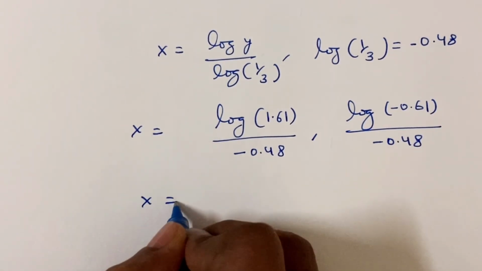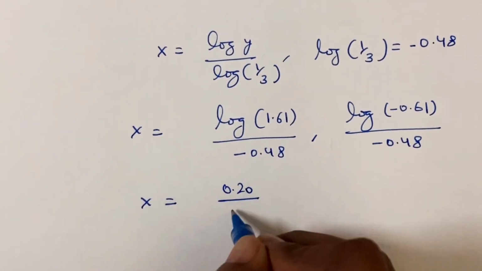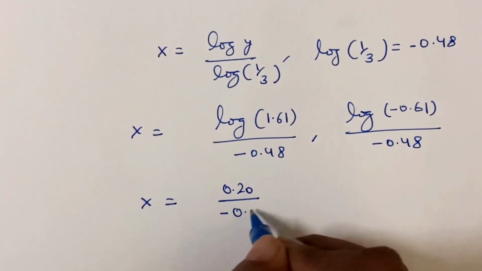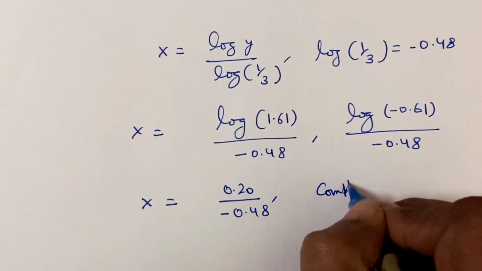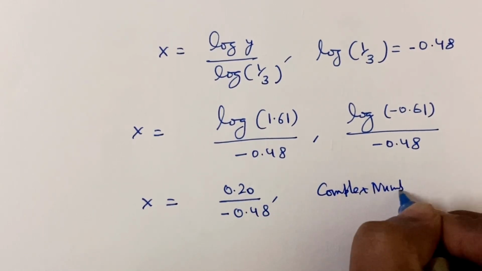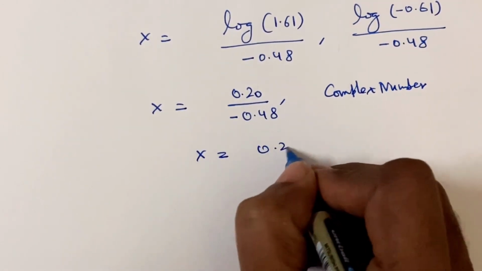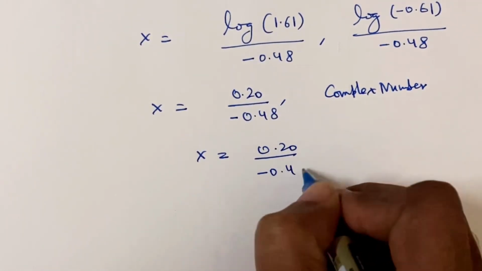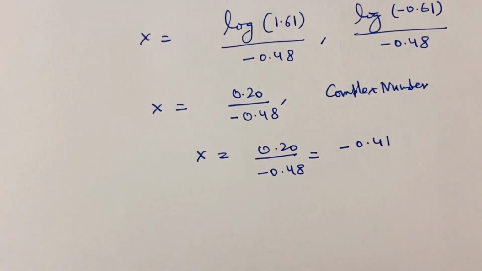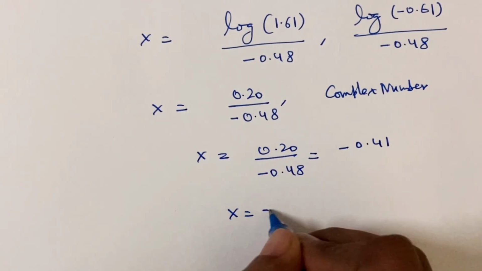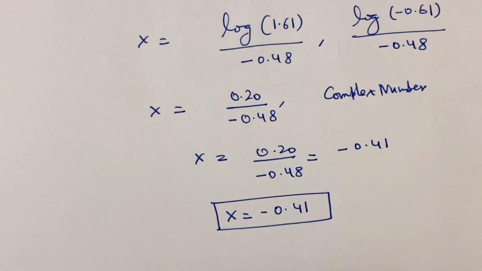So x will be equal to log 1.61 is equal to 0.20 divided by minus 0.48, and log of minus value will be a complex number. So x is equal to 0.20 divided by minus 0.48, which is equal to minus 0.41. X equals minus 0.41 is our answer, which is going to satisfy this equation.